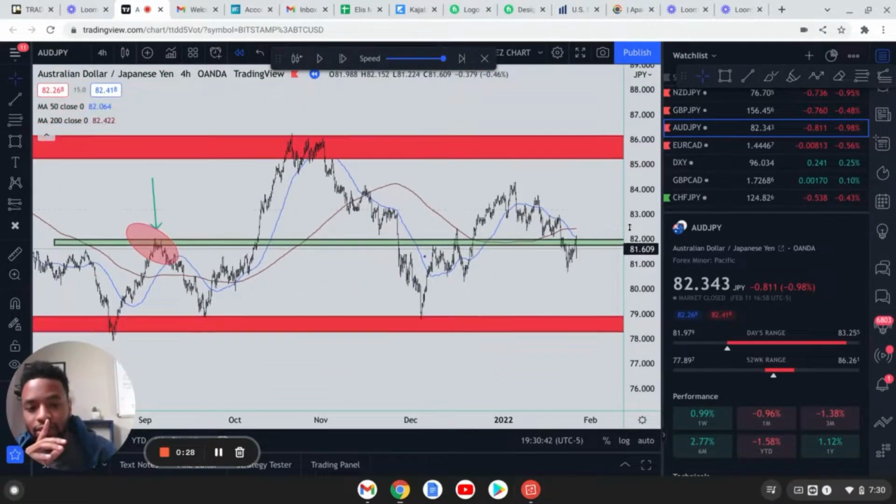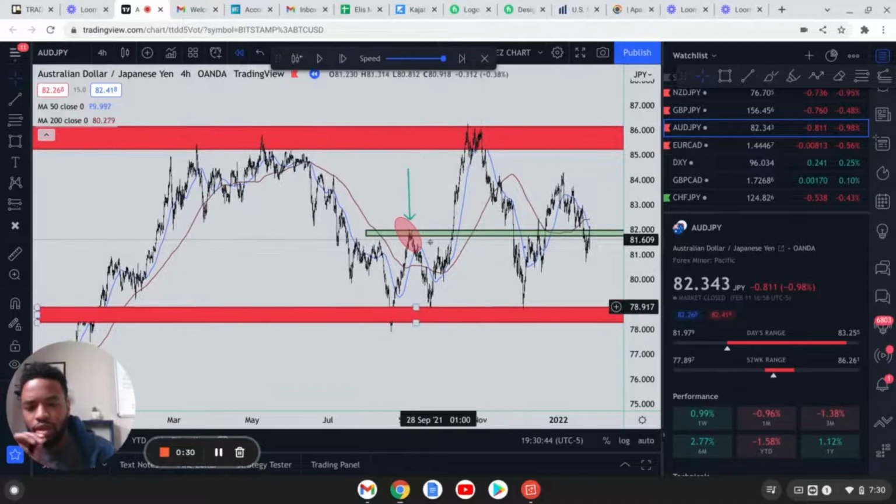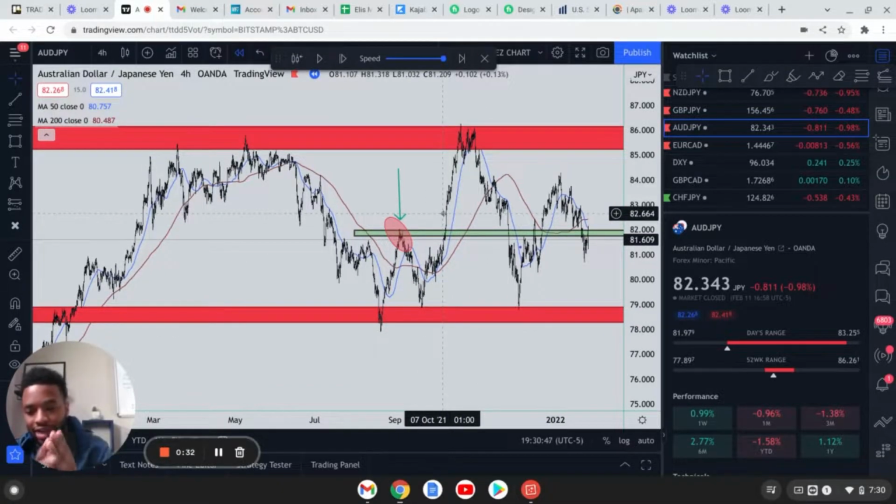So let me just zoom out here. That's the first thing I'm going to do. I'm going to zoom out. I can do this on time frames, I can do this through scrolling, but really you want to go on the higher time frames.